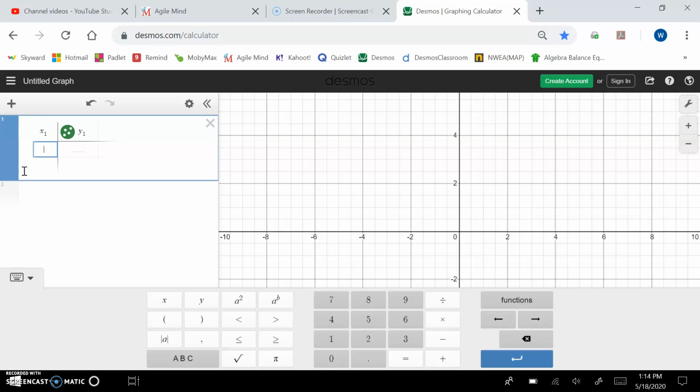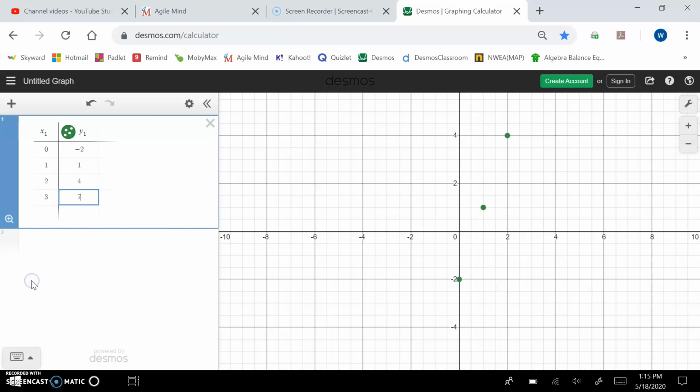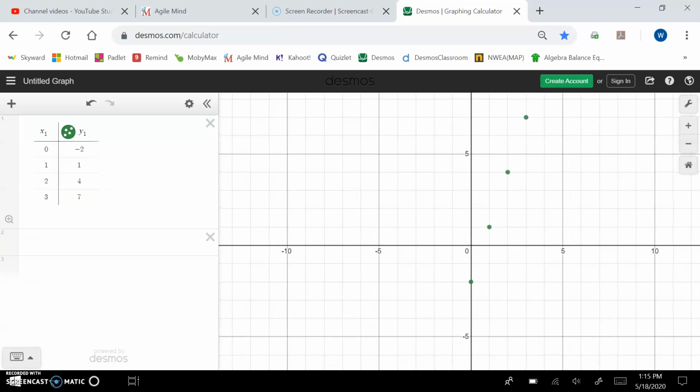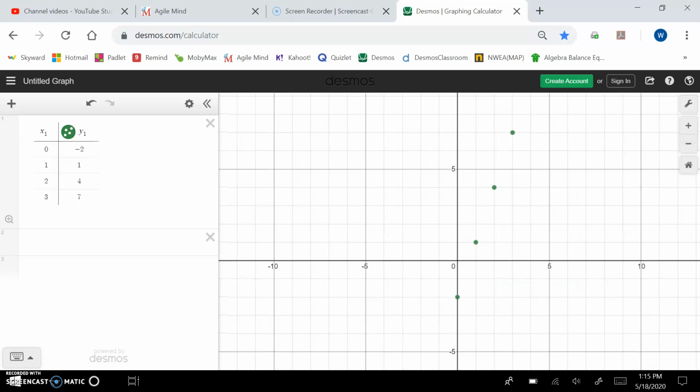It gives you your x and y, and then I'm just going to put in the xy values given the table. So x is 0, y is negative 2. When x was 1, y was 1. When x was 2, y was 4. And when x is 3, y was 7. So notice when I graph those points, they all fall in a straight line because this is a linear pattern.